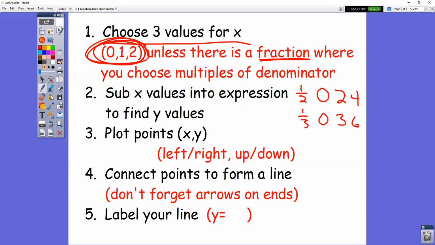We want to then sub your x values into the expression to find your y. Then you're going to plot your points. You're going to end up graphing 3 points. You're going to connect the points to form a line. You have to put arrows on the ends of your line, because otherwise you're not graphing a line, you're graphing a line segment. These lines technically go on forever in both directions, so we need to put arrows at the end of the line. Then you're going to want to label your line, which is just writing the equation next to the line.